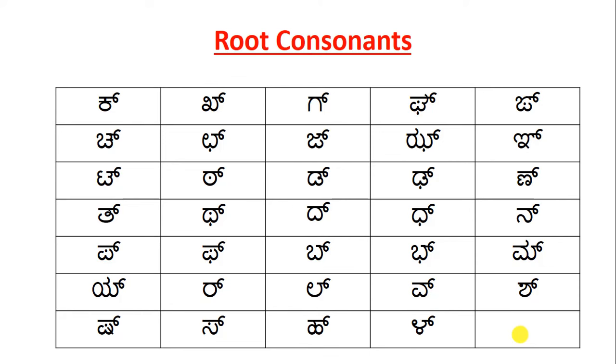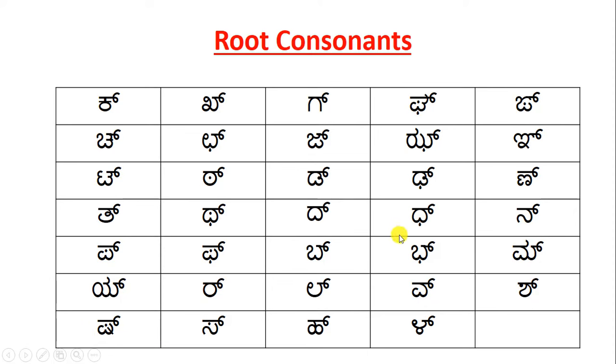Okay, so that's about root consonants. We've seen how to pronounce and how to write all of them. I'll recap once again. This is K, K, G, G, Ng, Ch, Ch, J, J, Ny, T, T, D, D, N, T, T, D, D, N, P, F, B, B, M, Y, R, L, V, Sh, Sh, S, H, L.